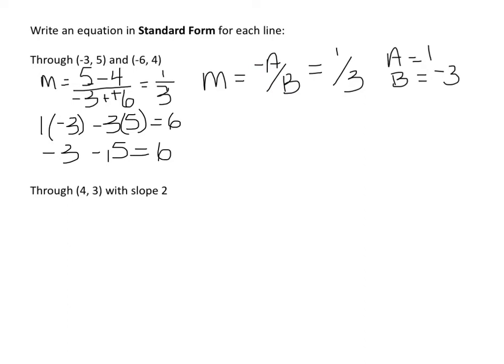Oops, it shouldn't say 6, that should say C. So the equation is x minus 3y is equal to -18.